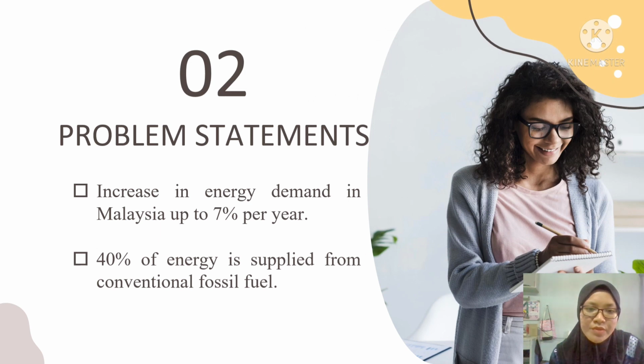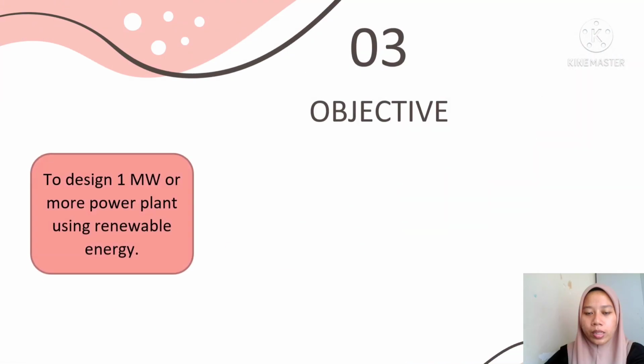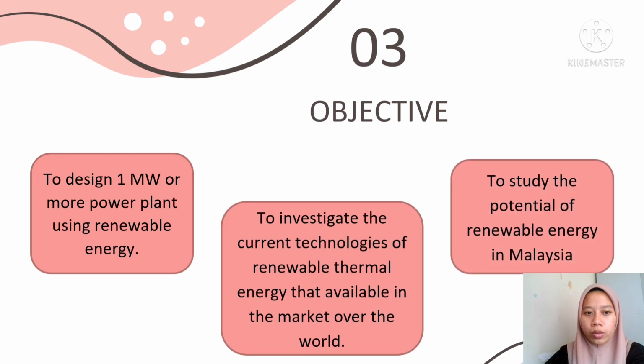The problem statement from this case study is the increase in energy demand in Malaysia, up to 7% per year, and 40% of energy is supplied from conventional fossil fuel. The objectives for this project are to design a 1 megawatt or more power plant using renewable energy, to investigate the current technologies of renewable thermal energy that are available in the market over the world, and to study the potential of renewable energy in Malaysia.